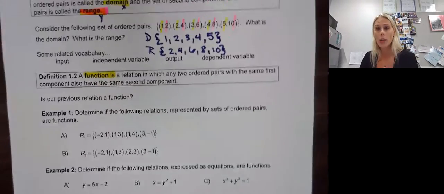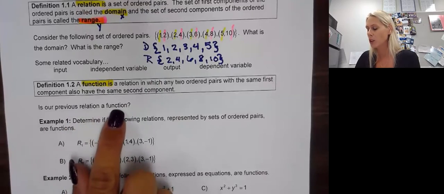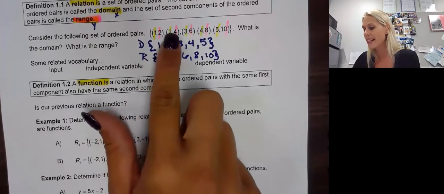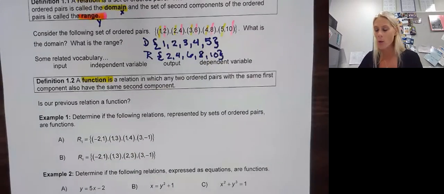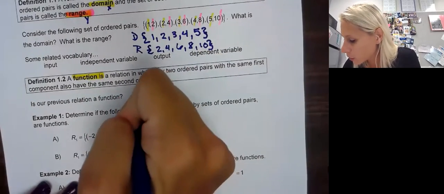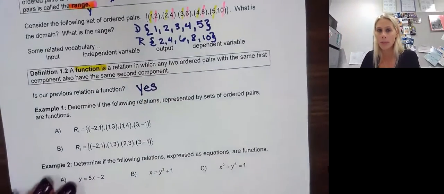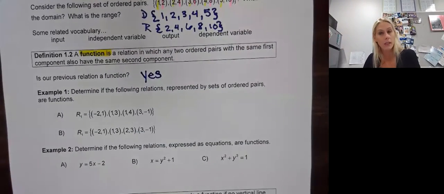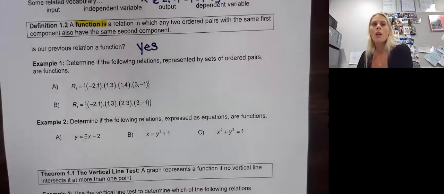So let's talk about this here. Is our previous relation a function? Well, first of all, did any of our x's repeat? No, they didn't. So right away, this is a function. Okay, the x did not repeat. Now we might go into a little trickiness, so watch what we're doing.